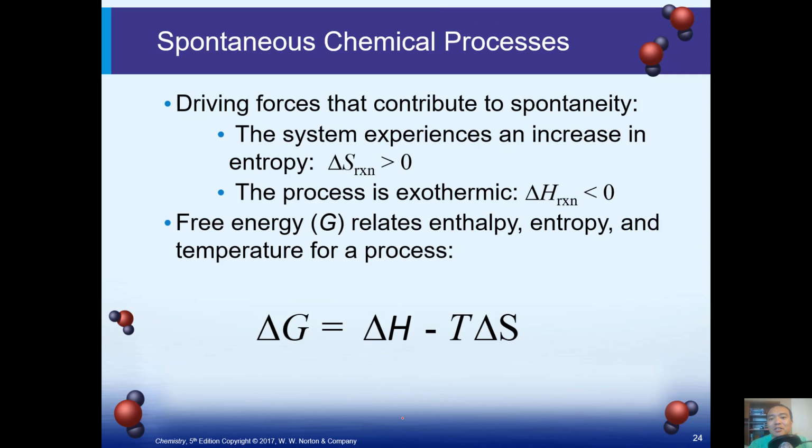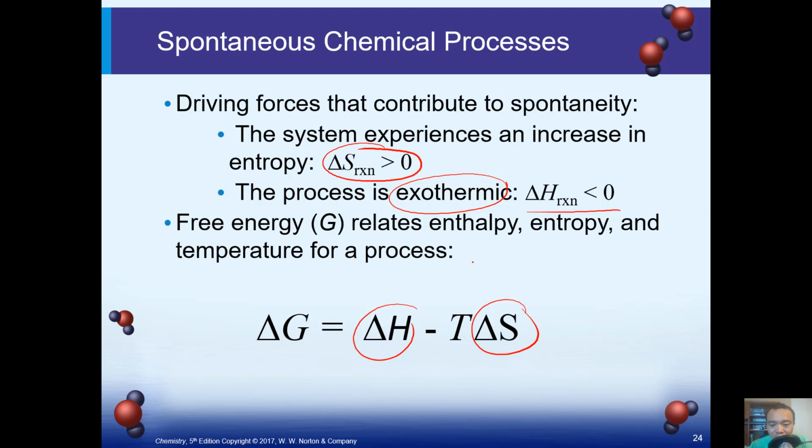We can summarize the factors that contribute to a spontaneous process from our previous discussions. Spontaneity is favored by an increase of entropy of the system. Spontaneity is also favored by exothermic processes. So under these two conditions, spontaneity is favored: either you have an increase of entropy, or you have an exothermic process, or delta H is smaller than 0. The free energy relates both enthalpy and entropy.